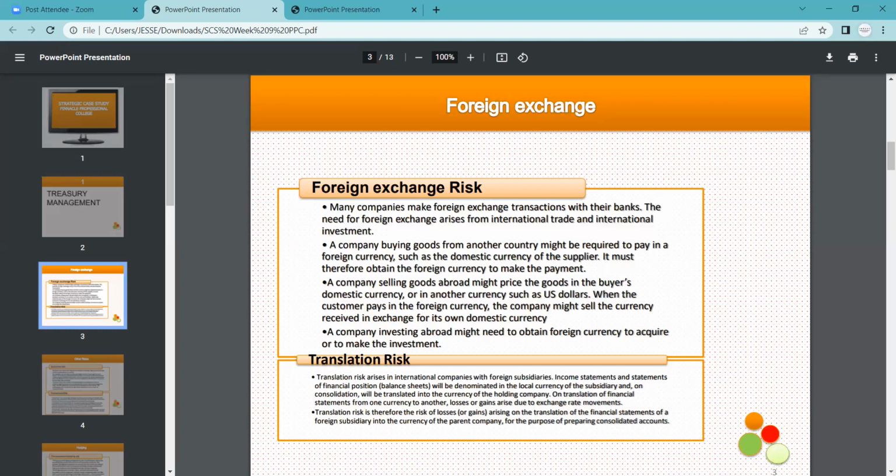Right? It's very, very important. So that's what we mean by translation risk.